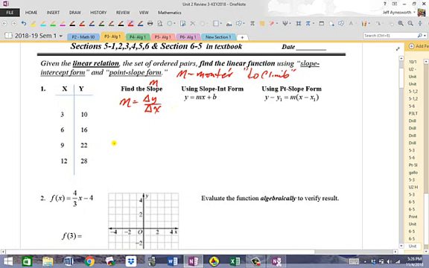To find the change, you find the difference between two y values. So the difference between 10 and 16 is 6, right? 10 plus 6 is 16. So this is a positive 6 change. 16 plus 6 more is 22, and 22 plus 6 is 28. Notice there's a constant change. We call that delta y, or the change in y.